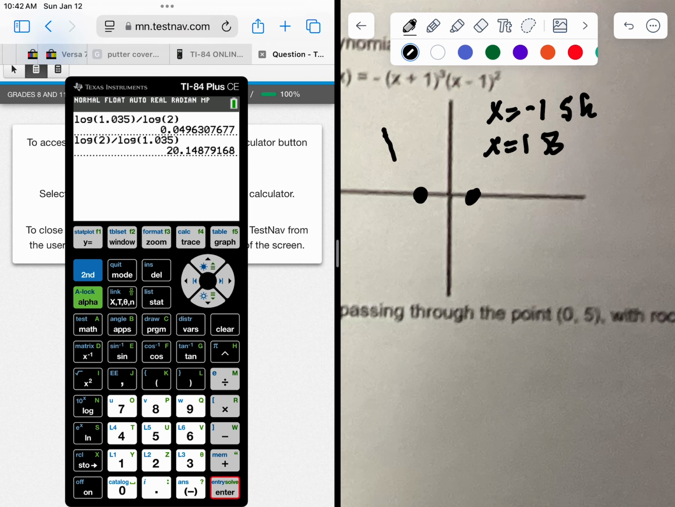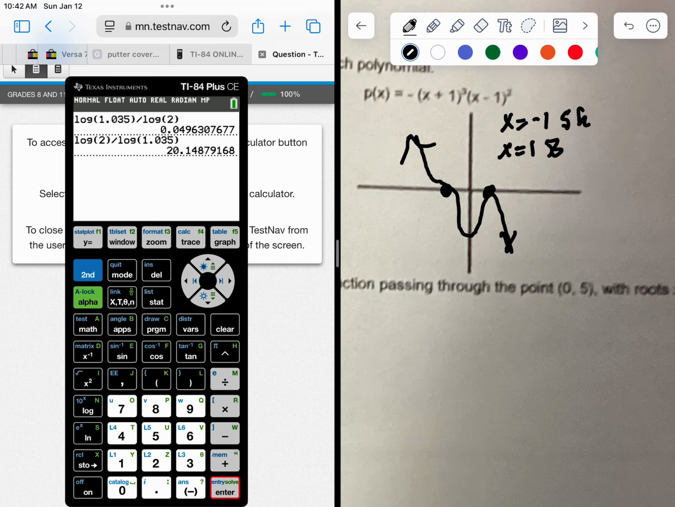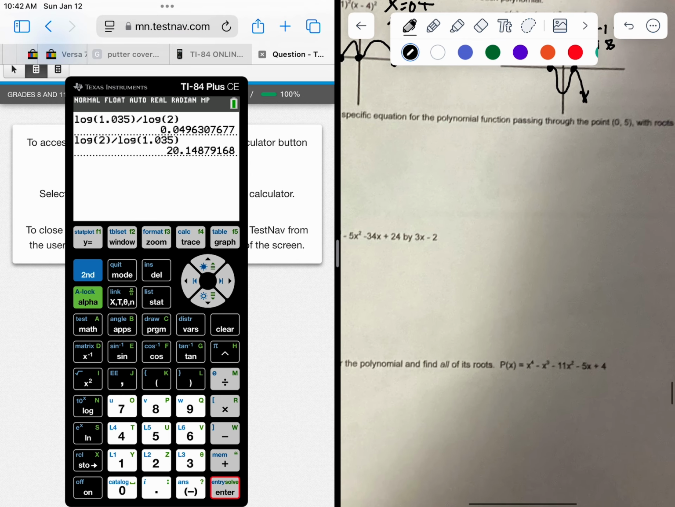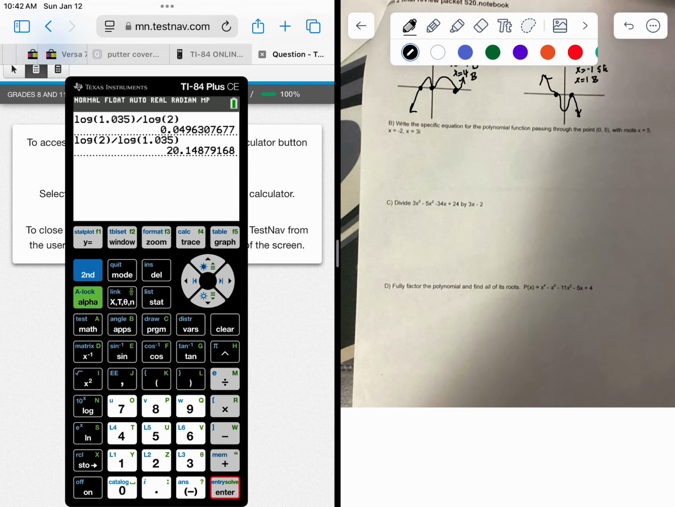So it's going to go shimmy through that point. Touch the y-axis. Bounce. Something like that. I don't know if they'll let you use a graphing calc for help, but that's sort of what it's gonna look like.